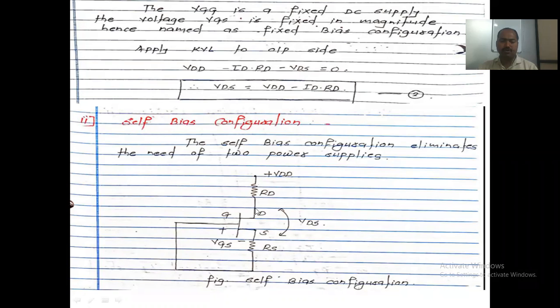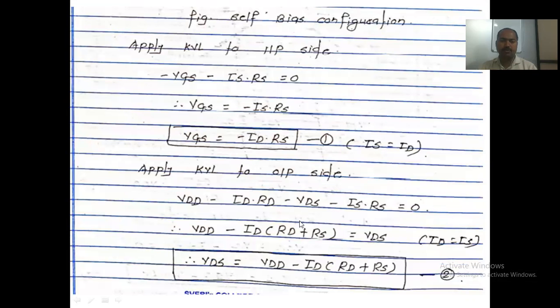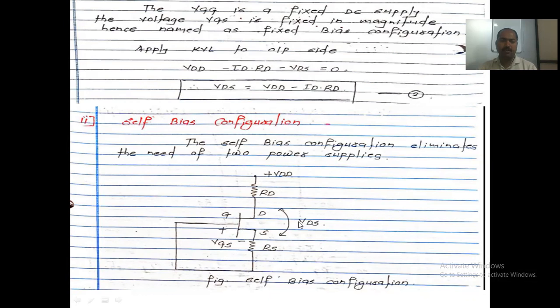We apply VDD to the drain circuit and no voltage is applied between the gate and source for VGS. Only the voltage developed at the source is fed back to the gate. For the calculation of the self bias configuration, we apply KVL on two sides. This is the input side and this is the output side.